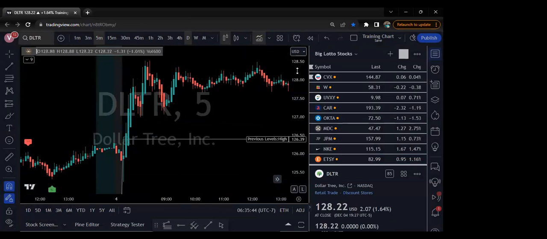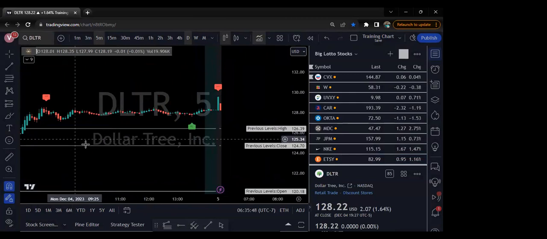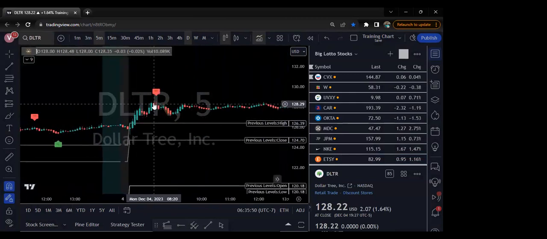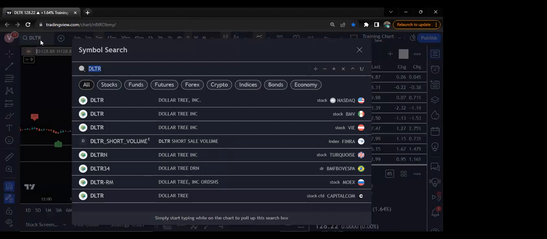Okay, DLTR, not a good example, these small ATR stocks, but it went up and opened above, but didn't do much. Now, you guys know I'm usually biased to big ATR stocks because they give you those perfect setups compared to the small ATRs. So you have to be picky when you're selecting which stock to trade.